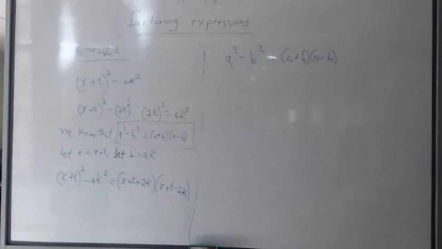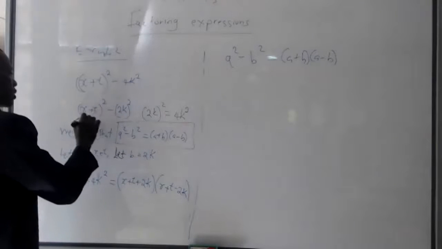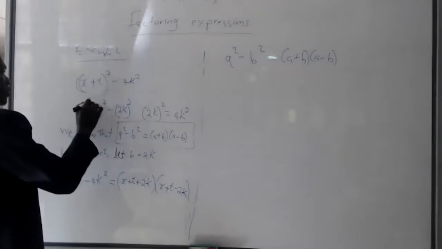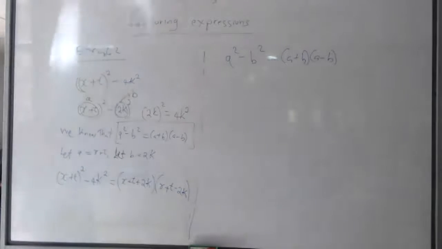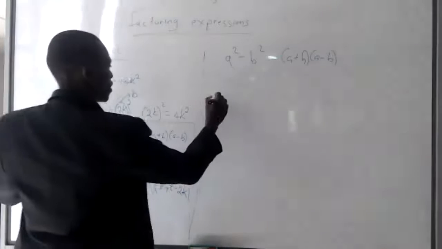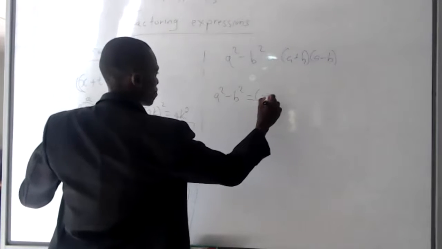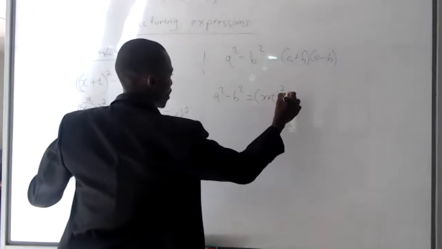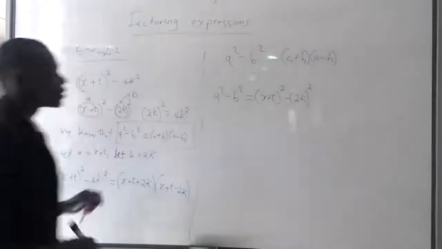Is that all? I'm confused. What I'm doing is this. This is your a, and this is b. So instead of having a squared minus b squared, you have x plus t squared minus 2k squared.